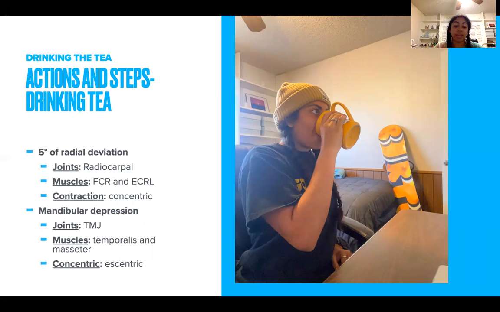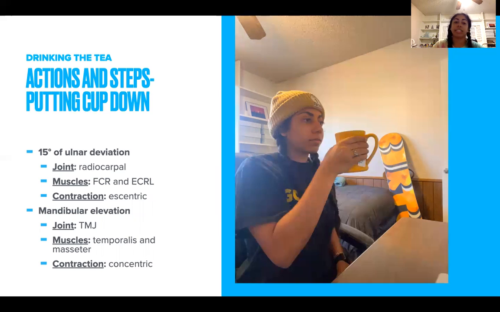To open your mouth, there is going to be an eccentric contraction as you depress your mandible at the temporomandibular joint. Since it is an eccentric contraction, the muscles involved are the temporalis and the masseter. All right. And then lastly, the final action step is going to be putting the cup down.